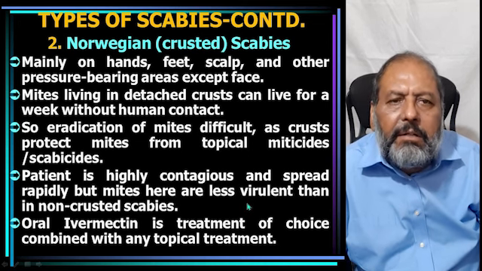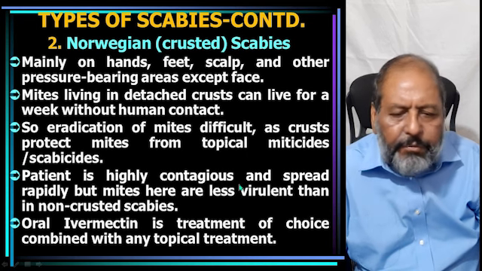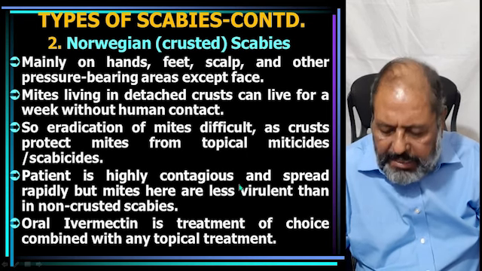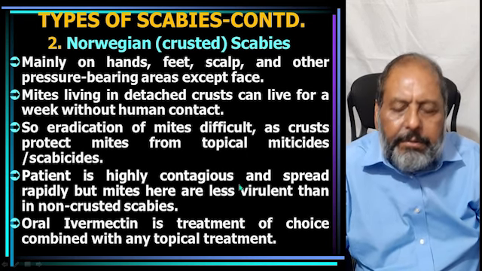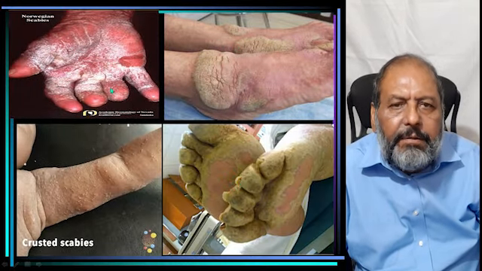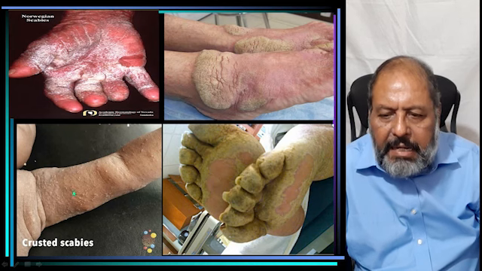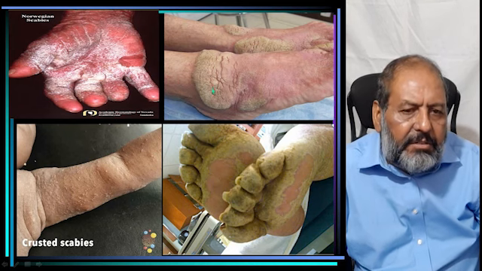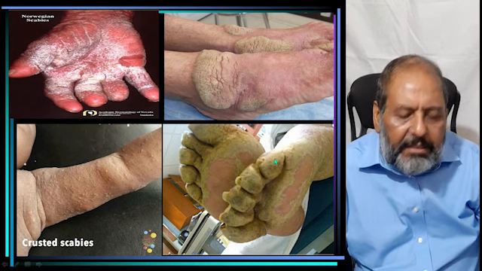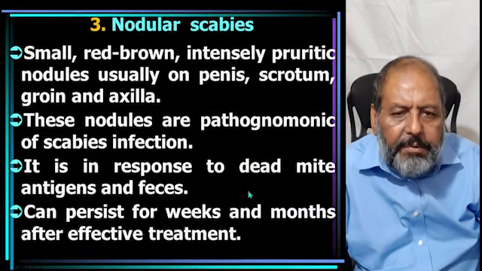or classical scabies. Oral ivermectin is the treatment of choice, combined with any topical treatment. And here one can see the Norwegian or crusted scabies, and there one can see the crust and the plaques. That is because of crusted scabies.